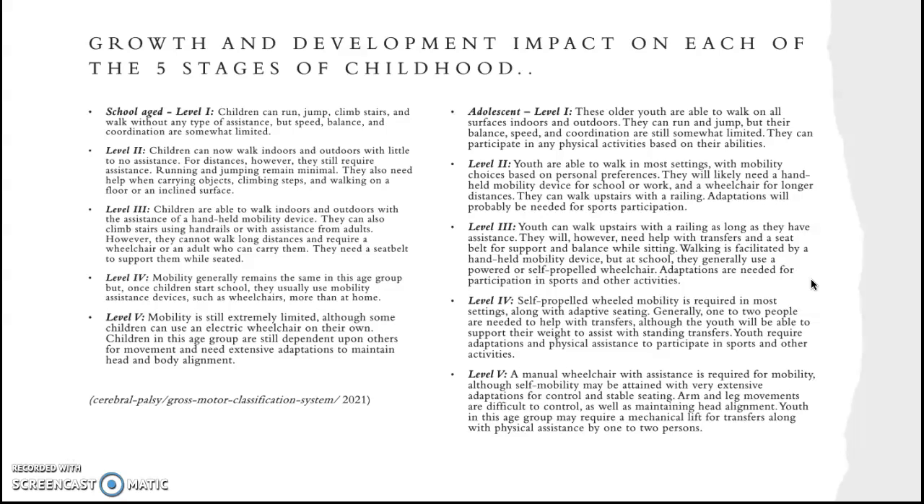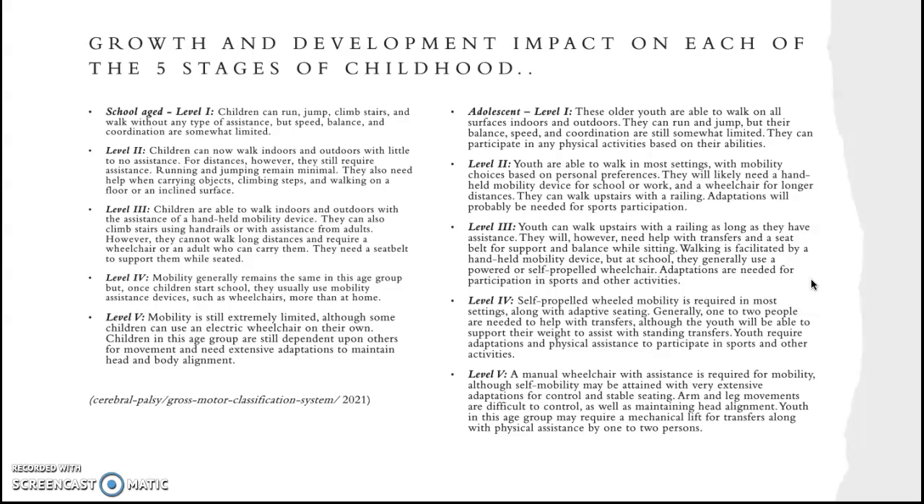For the level 3, they can walk upstairs with a railing as long as they have assistance. They will, however, need help with transfers and a seatbelt for support and balance while sitting. Walking is facilitated by a handheld mobility device, but at school they generally use a powered or self-propelled wheelchair. The level 4 adolescent, self-propelled wheeled mobility is required in most settings along with adaptive seating.